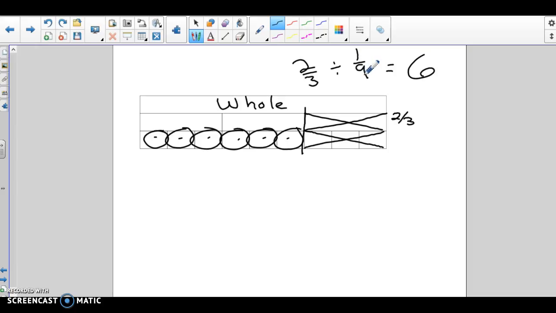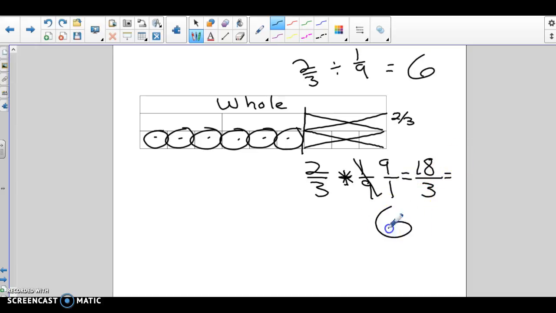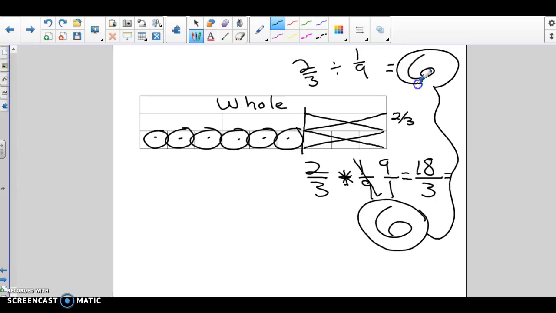How many 9ths are in 2 thirds? 6. And of course, do the algorithm to check it out. 2 thirds divided by 1/9. Again, find the reciprocal, 9 over 1, and multiply. 2 times 9 is 18. 3 times 1 is 3. 18 divided by 3 is 6. And what a warm fuzzy to see the algorithm match the model.